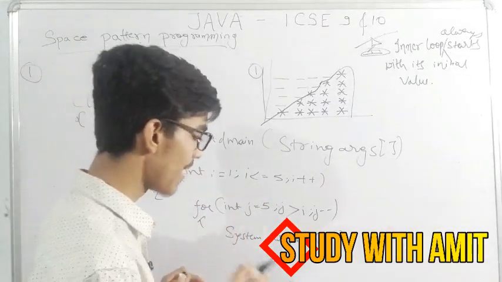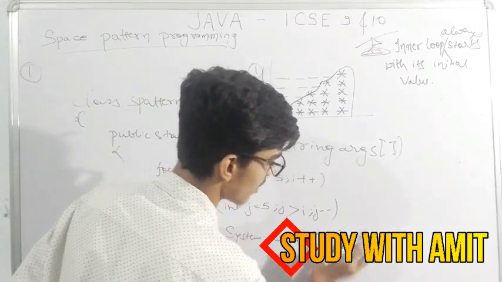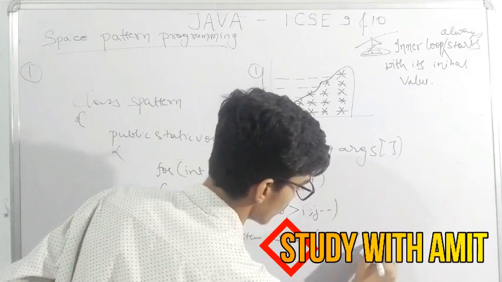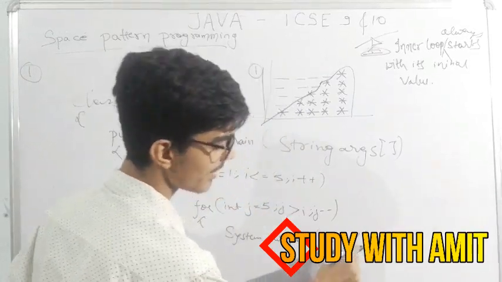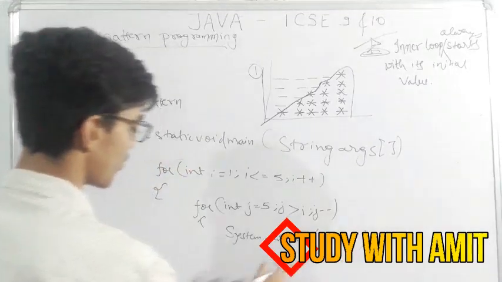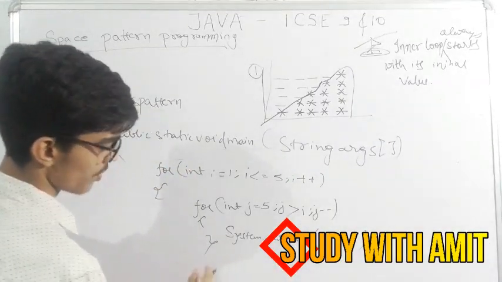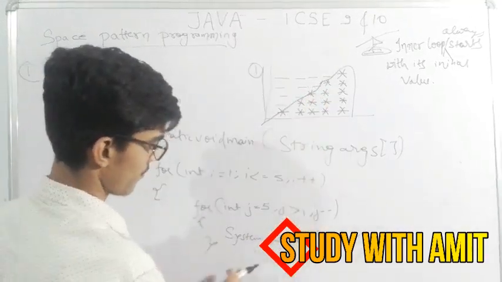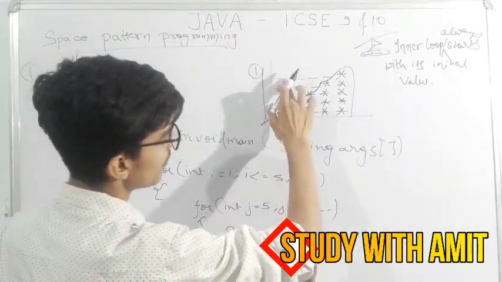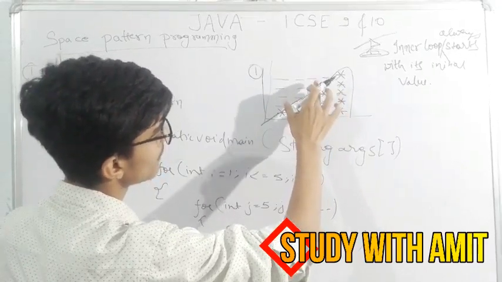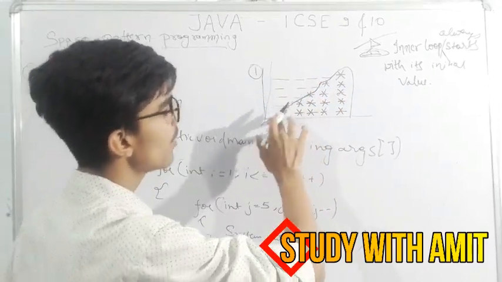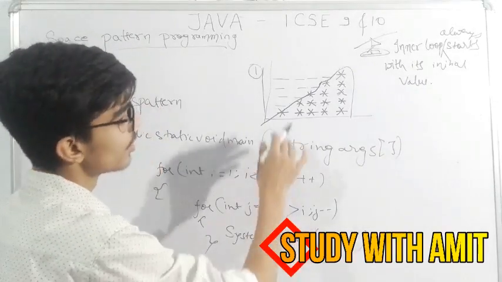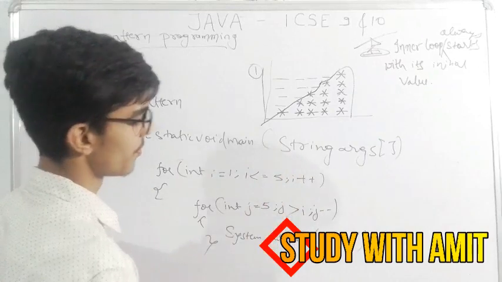So for a blank space, we know that we have to give a space inside double quotes in the print statement. So now till here, we have printed first 4 blank spaces, then 3, then 2, and then 1. As there is no equal to sign, at last it will print 0.